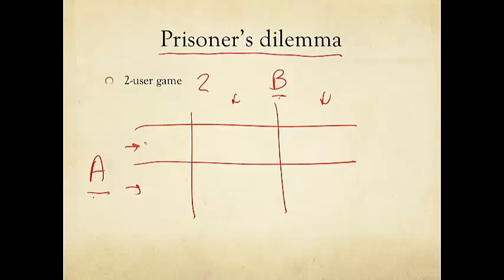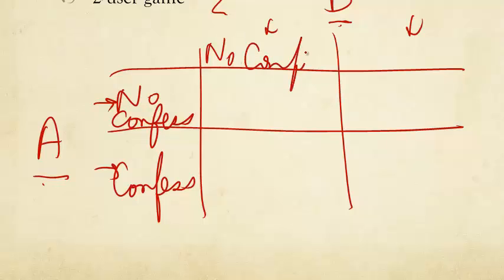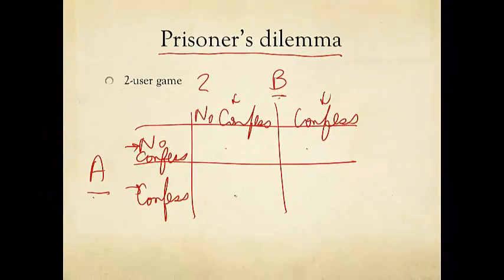One is you do not confess, no confess. The other is you confess. Similarly, B can also say, I don't confess, or I confess. So there are altogether four possible outcomes. For each of these outcomes jointly determined by A's strategy and B's strategy, there will be a pair of numbers.